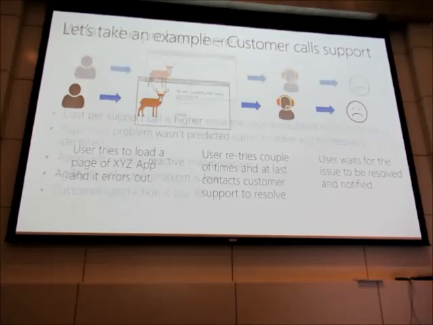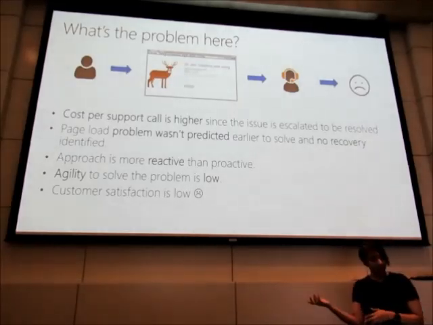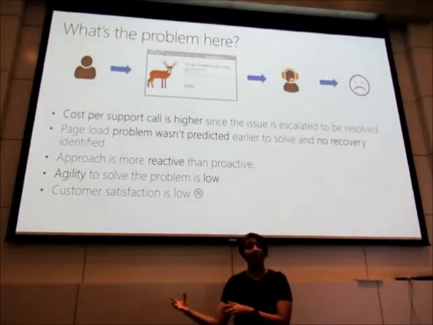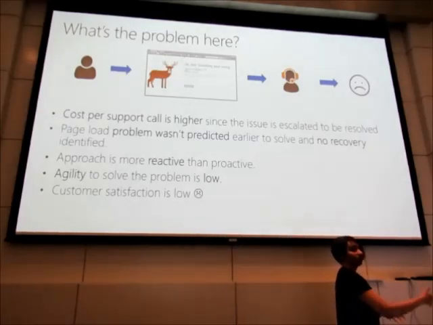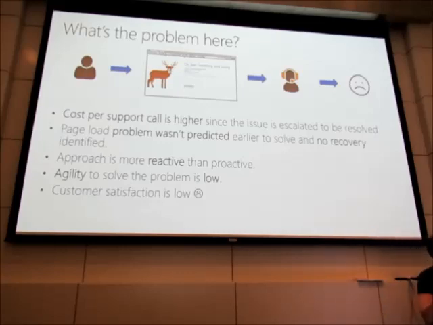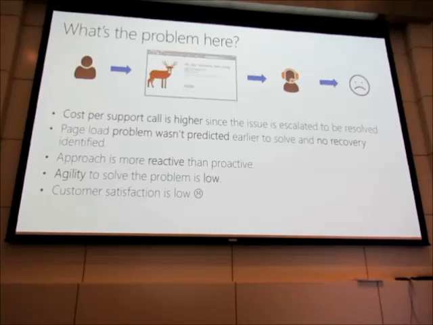So let's list down the problems. What are the problems in this scenario? The cost per customer support call is higher since it takes a longer time to resolve the issue. The customer is calling someone, and then somebody has to contact the application team internally, raise a bug, identify the problem, and provide a fix. Once the fix is there, it has to be deployed and go through the change management process, and so on. This is what happens in any organization.